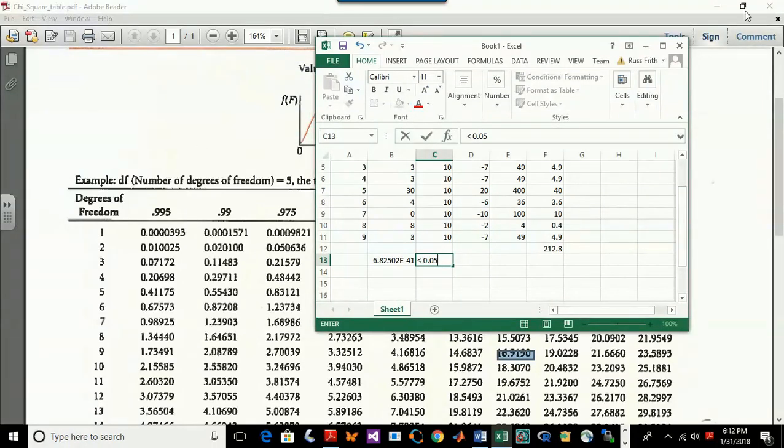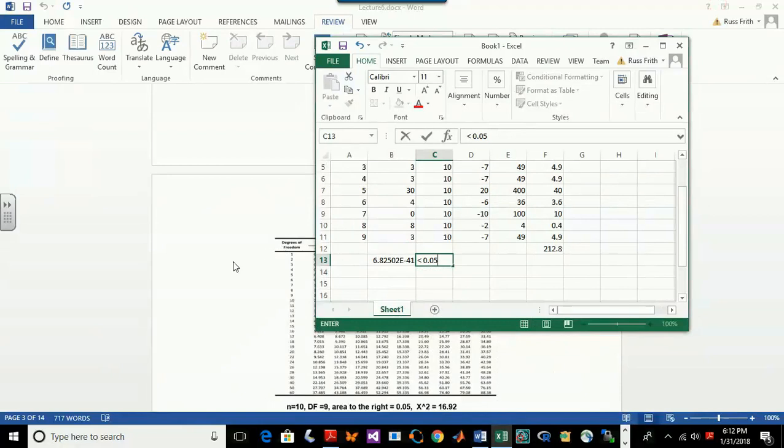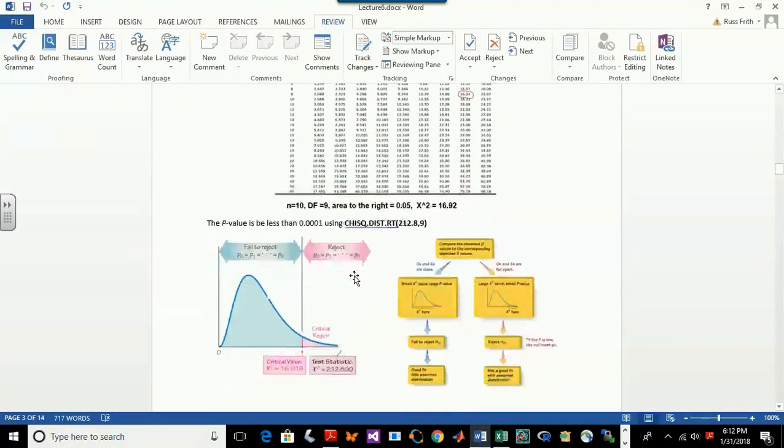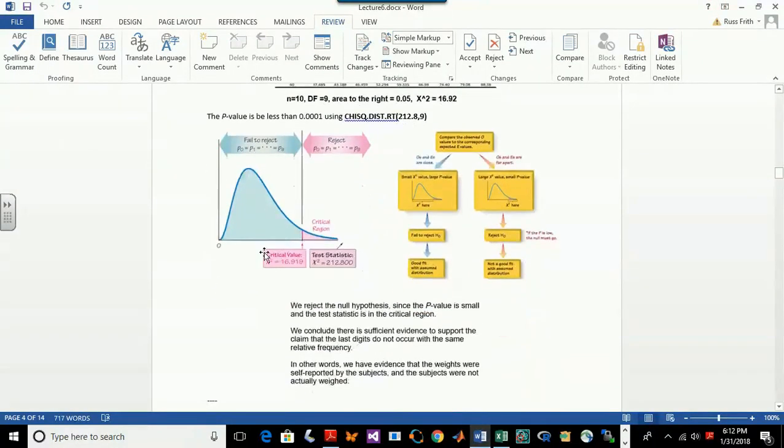Going to the critical value test, the critical value situation, we look at this graph. Our critical value is 16.92. It's marked with the magenta vertical line right here, and the critical region is to the right. Our test statistic is to the right of the critical value, and so that falls in the reject region of the null hypothesis. If the test statistic fell to the left of the critical value, we would fail to reject.